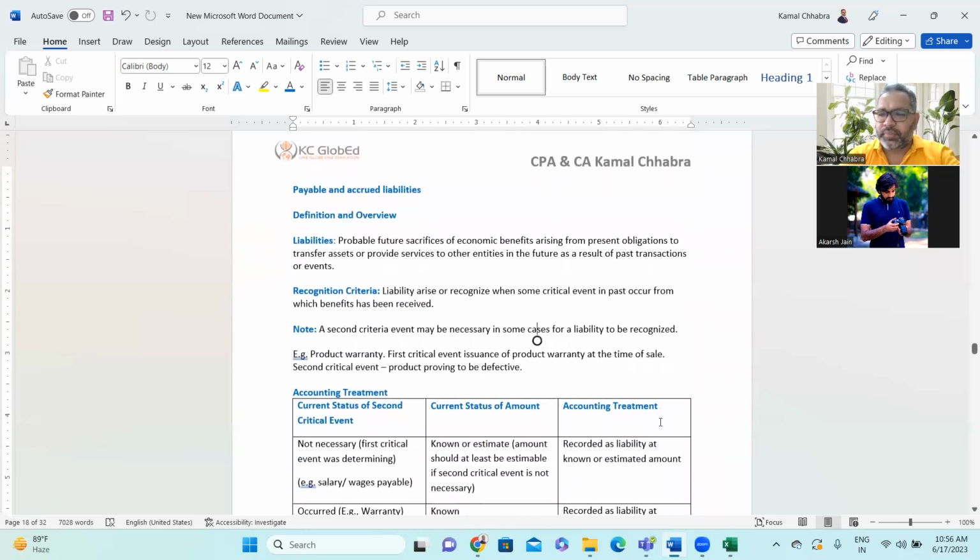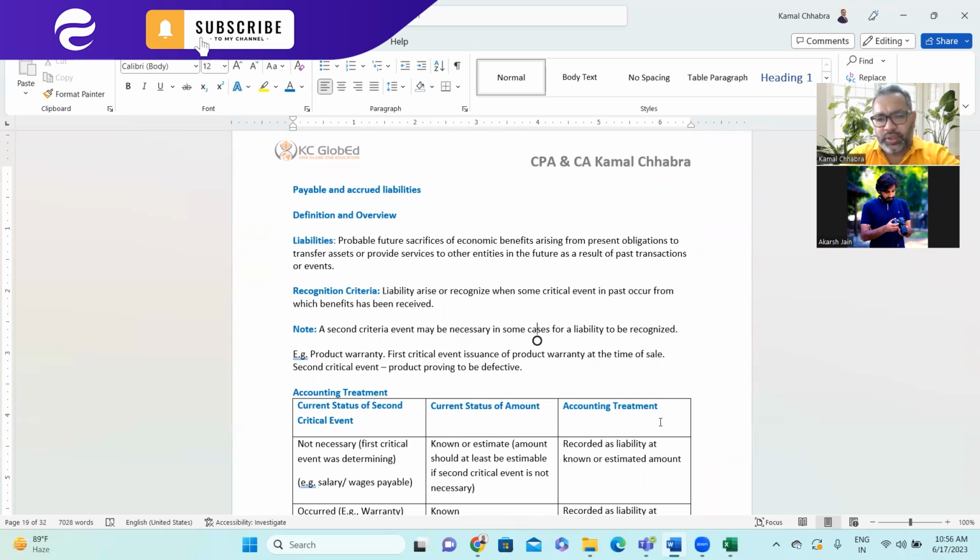Okay, now coming to the main topic, payable and accrued liabilities. First we'll be understanding the definition and overview. Liability, as you all know, what is liability? The probable future sacrifice of economic benefit arising from a present obligation to transfer assets or to provide services to other entities in future as a result of past transactions or events. So very simple, we have been studying this since 11th standard, so nothing new.